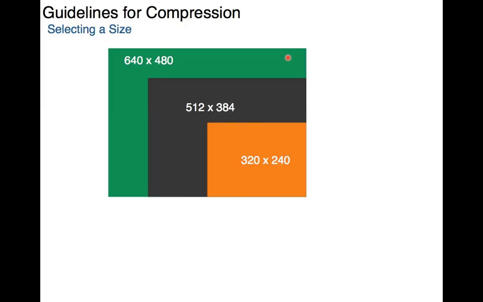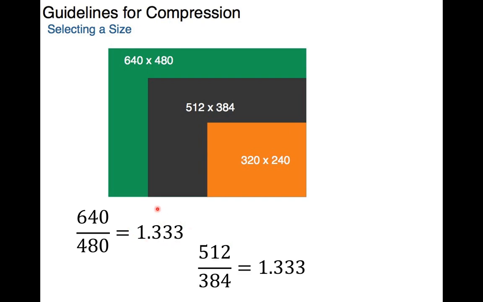Another example of some screen sizes. Here's a 640 by 480 screen size, and then two other screen sizes here. Are they similar? I mean, are they in the same ratio? Well, it's hard to tell with those big numbers, but if you put them in fraction form and then divide them out to get a decimal for the ratio, you can see, yes, all three of them are actually in the same ratio. Dividing them out shows us that.